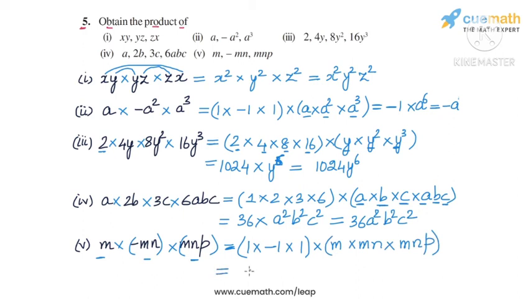So 1 into minus 1 into 1 is minus 1, and then we have 3 repetitions of m, so that's m cube, and we have 2 repetitions of n, so that's n square, and then we have just 1 repetition of p, so we have p. So this is the variable part, and hence the final product is minus m cube n square p. This is the product for part 5, and with this we have completed question number 5.